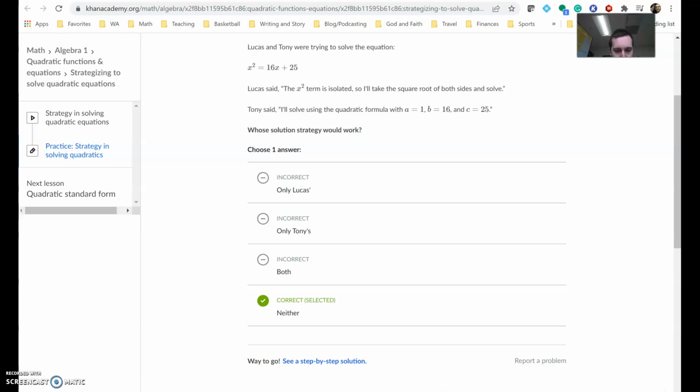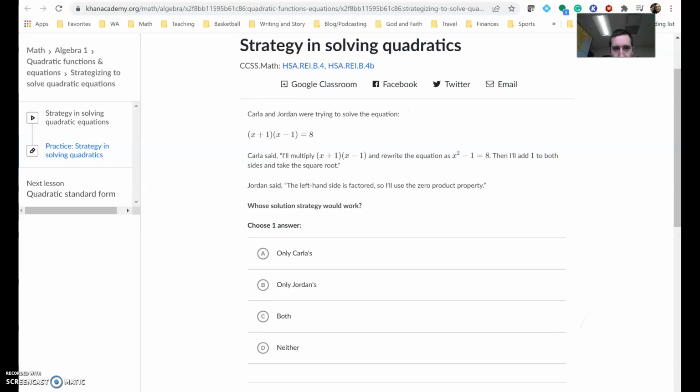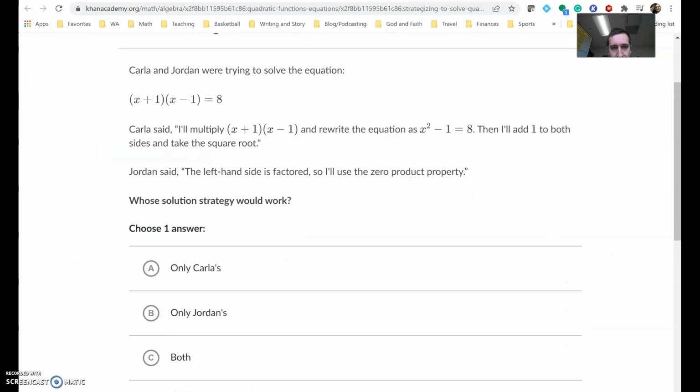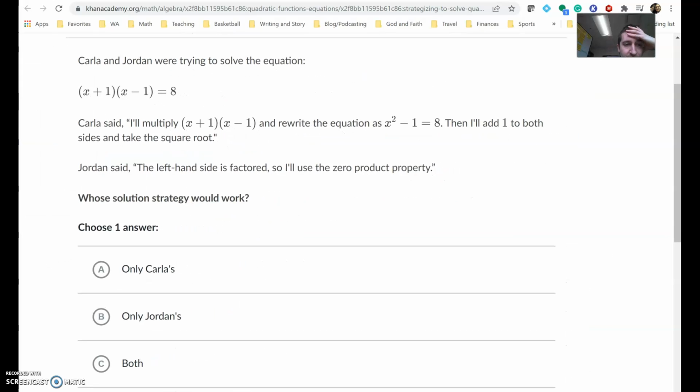Bang. Let's do a couple more. Okay. Carla and Jordan are trying to solve x plus 1 times x minus 1 equals 8. So Carla said, I'm going to multiply x plus 1, x minus 1. So she's going to rewrite the equation as this, add 1 to both sides, then square root.